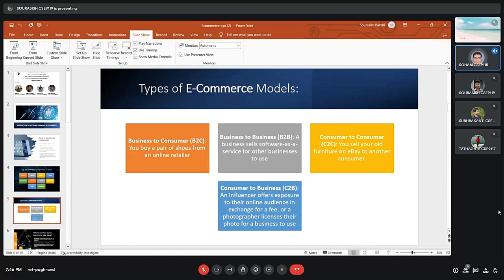Next one is consumer to business. Consumer to business differs from other e-commerce models because it's consumers who create value for a product or business. In the traditional business to consumer e-commerce model, businesses sell products or services directly to the consumers. With C2B, consumers offer products or services to businesses in exchange for monetary transactions or any other benefits.